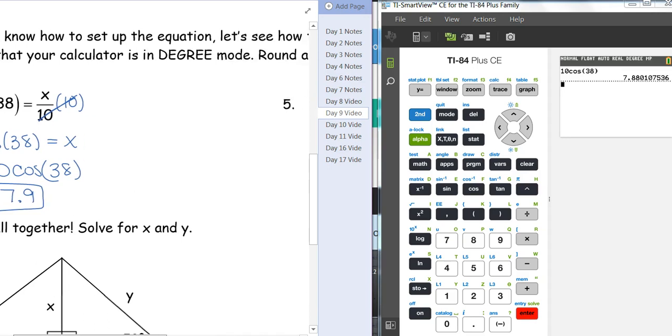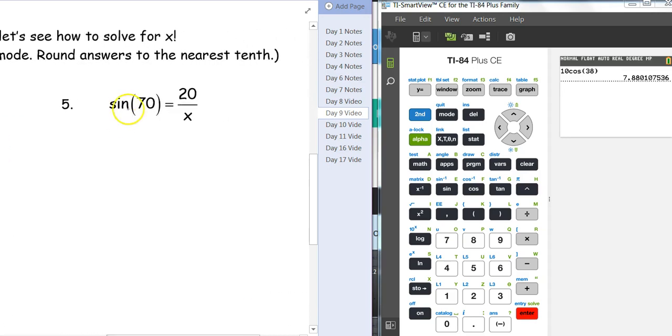We go to the next one. We've got sine of 70 is equal to 20 divided by x. So I want to get x by itself. I'm dividing by x, so I multiply by x on both sides. Those x's cancel. We've got x times the sine of 70 is equal to 20.